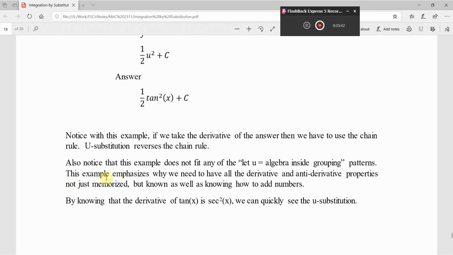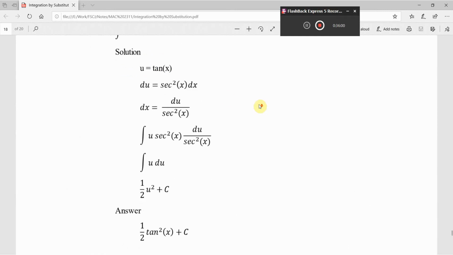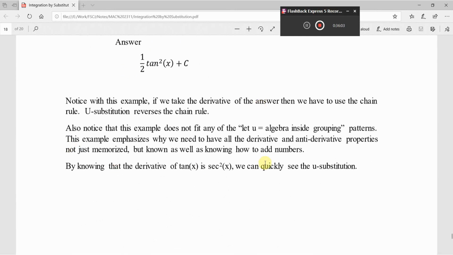This example also emphasizes why we need to have all the derivative and all the antiderivative properties not just memorized, but known as well as how to just add regular numbers. Because if you don't notice that the derivative of tangent is secant squared, then it's going to be difficult to be able to see the u substitution.